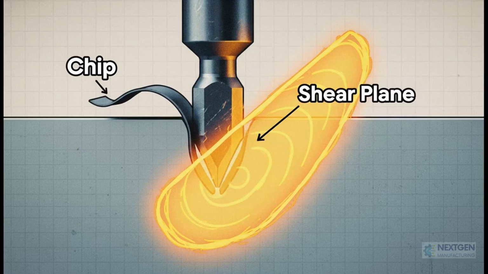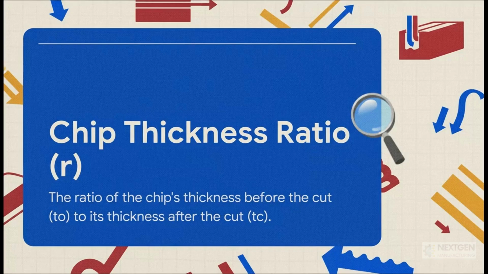And this is the moment of truth. As that tool pushes forward, it forces the material to basically give up along this one specific line. That's the shear plane. All the energy, all the action is happening right there, shearing the material away from the part and creating what we call a chip. It's amazing how much you can learn from something so simple.